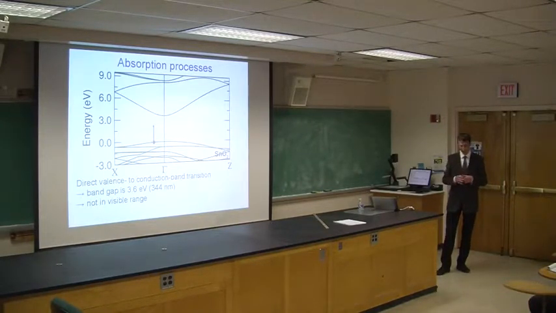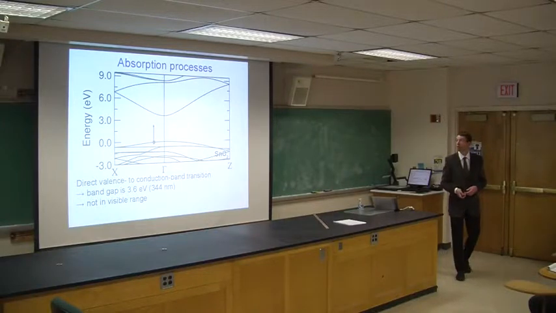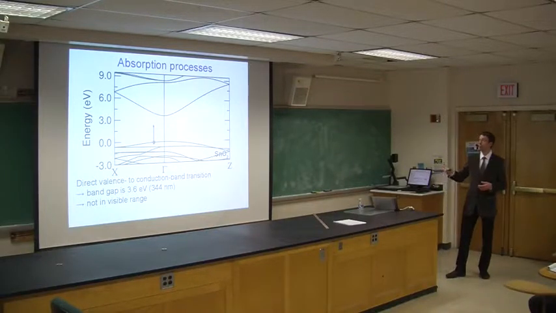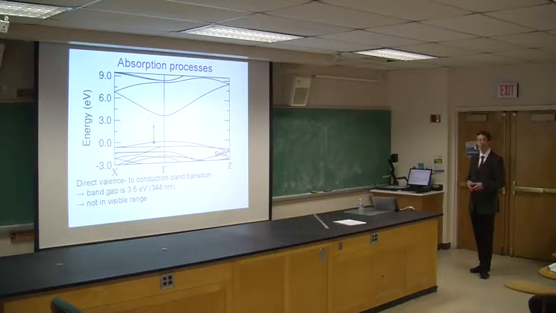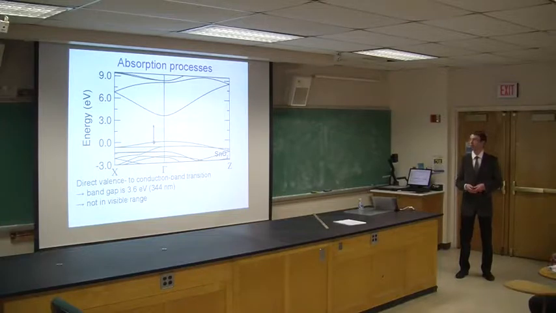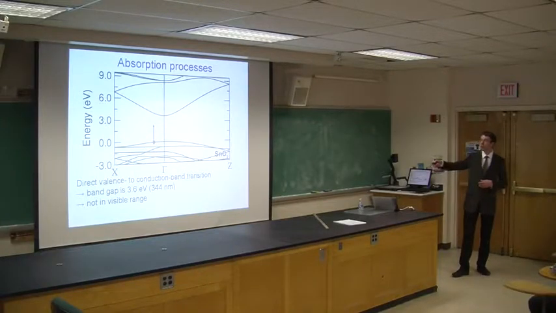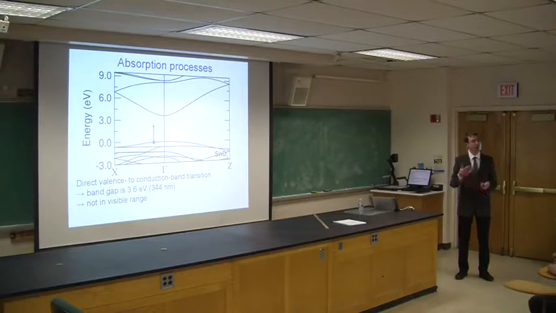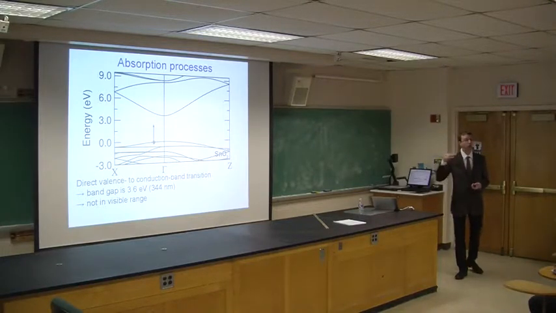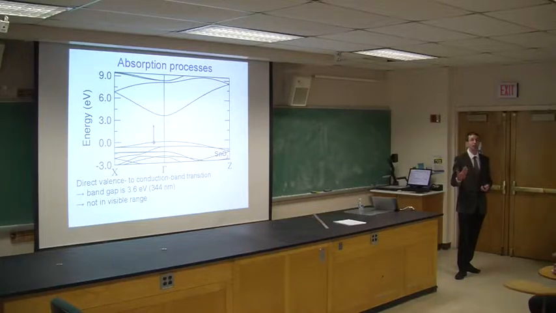So let's have a look at the absorption itself. The band structure I'm showing is for a material called tin oxide. This material has a band gap of about 3.6 electron volts, which means if you have a transition from any of those occupied valence band states to your conduction bands, your photon needs to have at least 3.6 eV of energy.